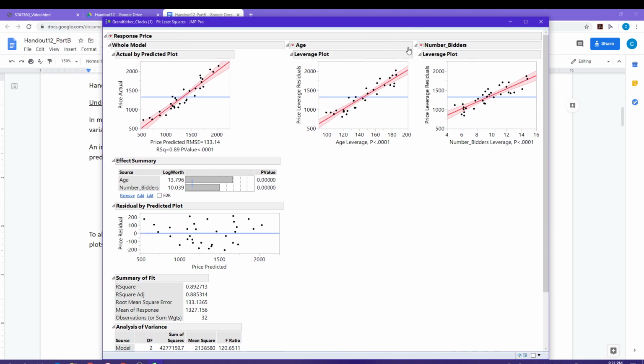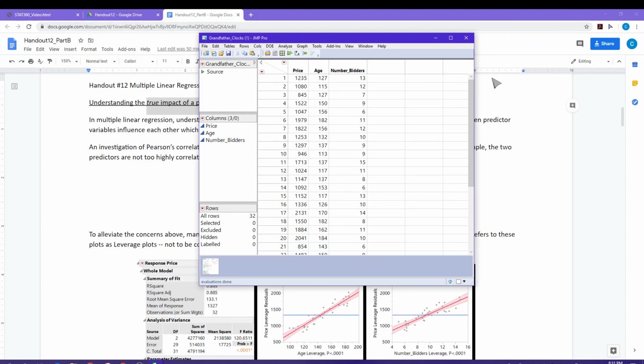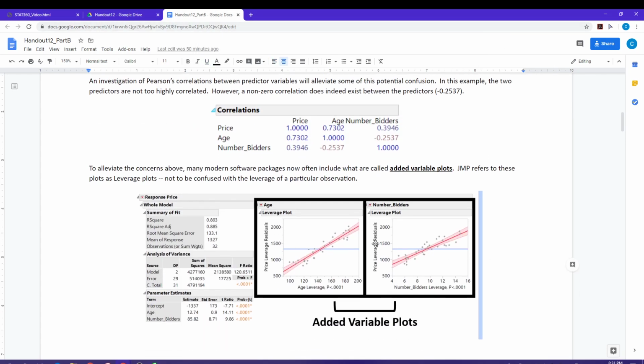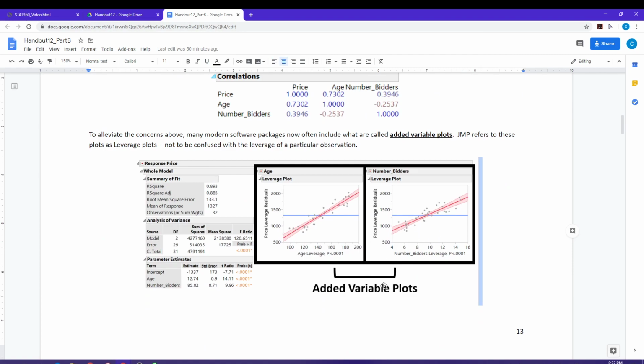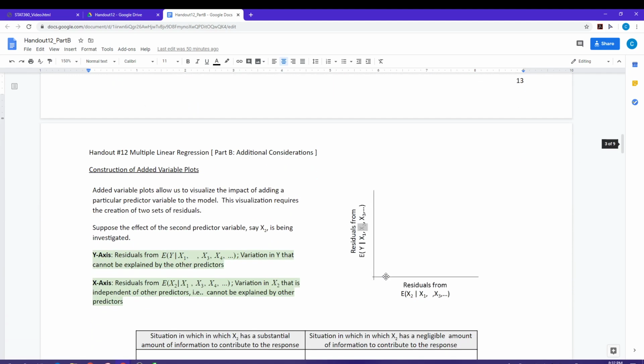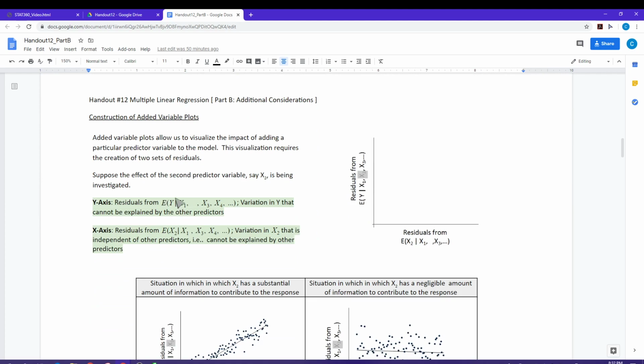So I've ignored these in all of the discussions that we've had so far, and now we're going to start looking at those. JMP refers to these as leverage plots, not to be confused with the leverage of an observation. More widely, they're known as the added variable plots. So those plots off to the right will give me information about the true impact of each of the predictors.